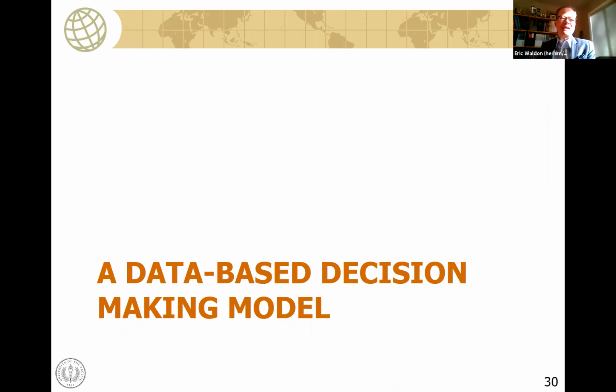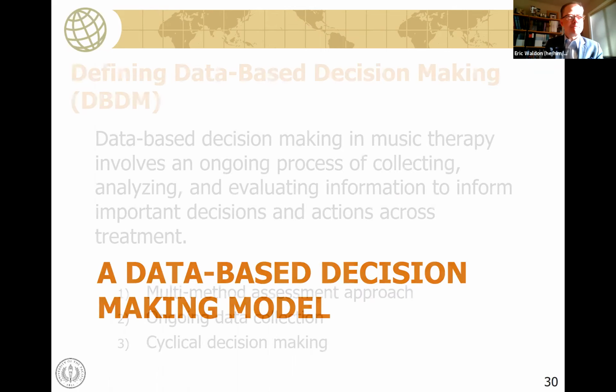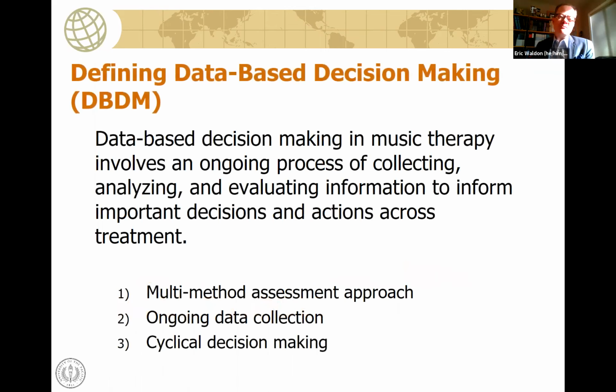So let's talk about a data-based decision-making model in music therapy. One of the things that I have found in my work as a music therapist, and one of the reasons I decided to pursue my doctorate in psychology, is that within music therapy, we spend a lot of time talking about treatments and models of treatment and interventions. And so we do spend a lot of time on that.